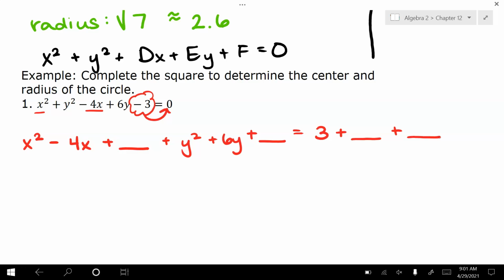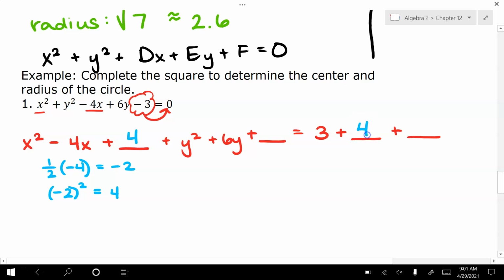That's basic algebra. So to complete the square, if you don't remember, to figure out what number goes in the blank, you take half of your b term, which is the term in the middle. So for x, it's going to be negative 4. So half of negative 4 is negative 2, and then you square that. So you take negative 2 squared, and you get positive 4. So that's the number that's going to go in the blank right next to the negative 4x, and I'm also going to put it in the blank on the other side of the equal sign next to the 3.